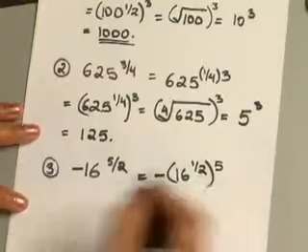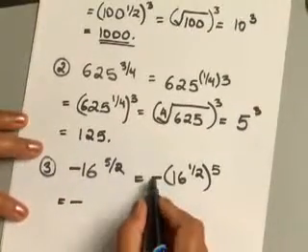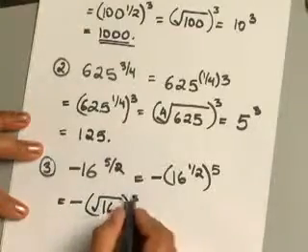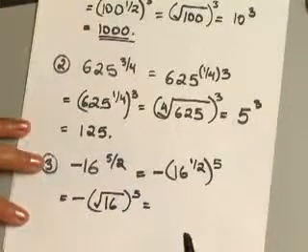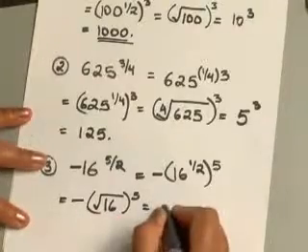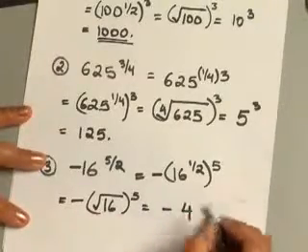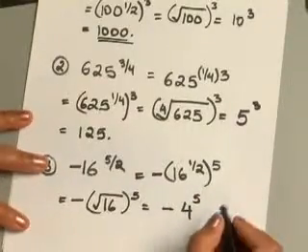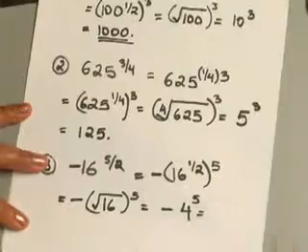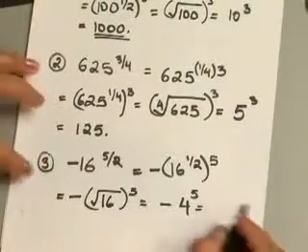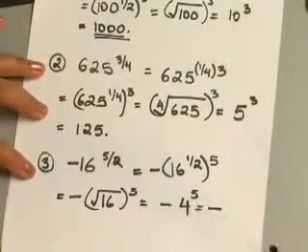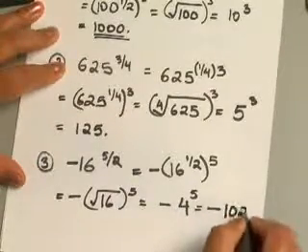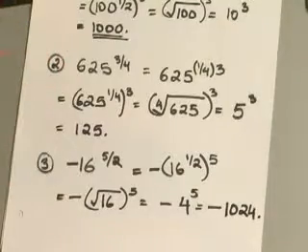Okay, and that will of course give you negative on the outside, square root of 16, the whole thing to the 5th power, which will be, of course, we know the square root of 16 is 4. Don't forget that negative on the outside. Okay, 4 to the 5th power, and go ahead and evaluate and see what you end up with. Again, you'll carry over that negative sign, and 4 to the 5th will end up giving you 1024 as the answer.